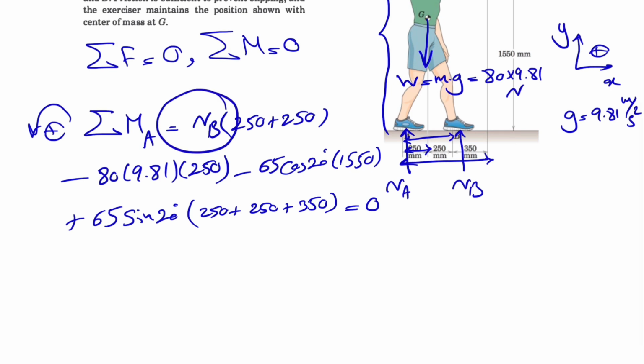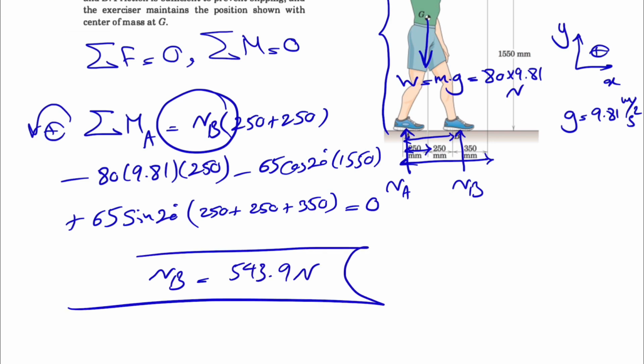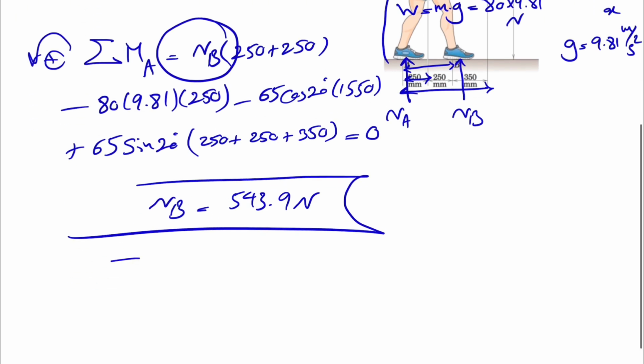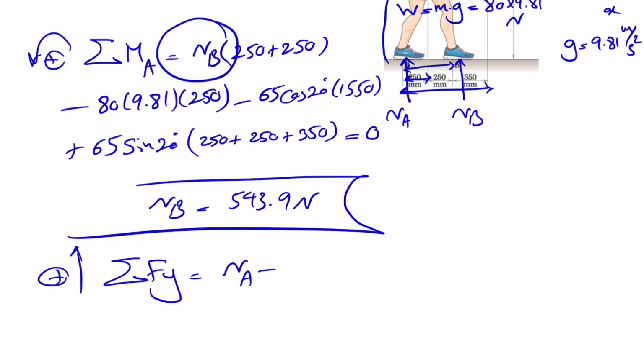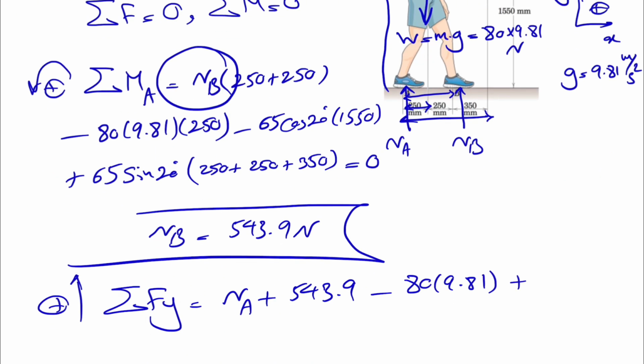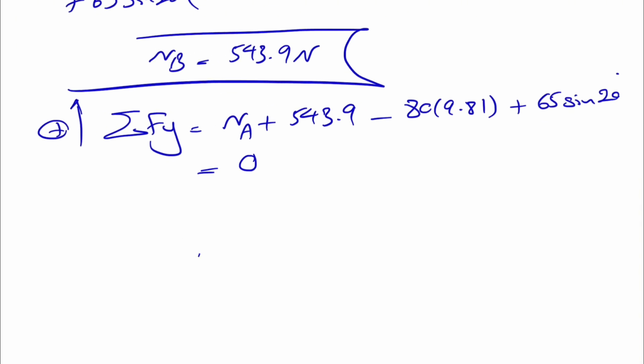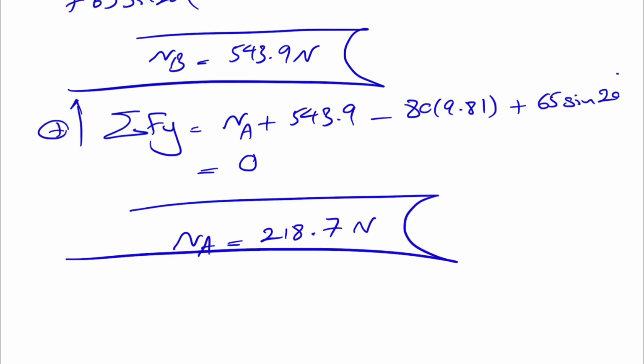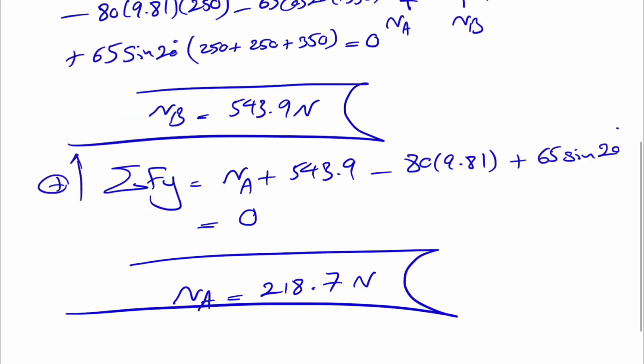There is only one unknown here, which is NB, and if we calculate it, we get 543.9 newtons. That's one of the unknowns. Now we just need the sum of all forces in the Y direction to find NA. We have NA plus NB, which is 543.9, minus the weight, 80 times 9.81, plus the Y component of T, which is upward, T sine of 20 degrees, with T equal to 65. Again we are in equilibrium, so this equals 0, and that gives us NA equal to 218.7 newtons.